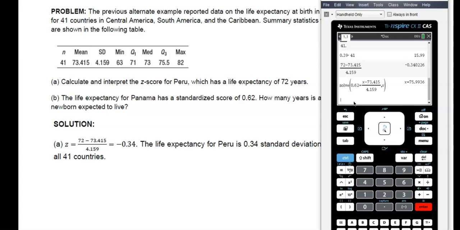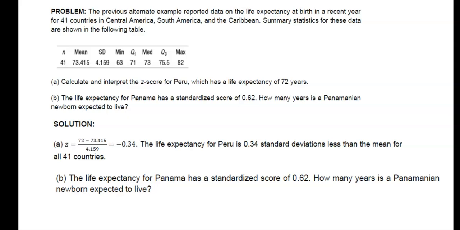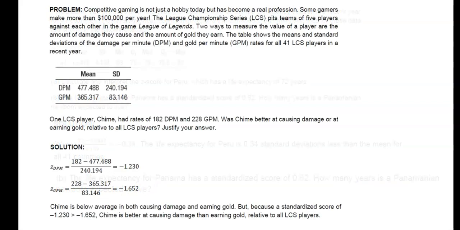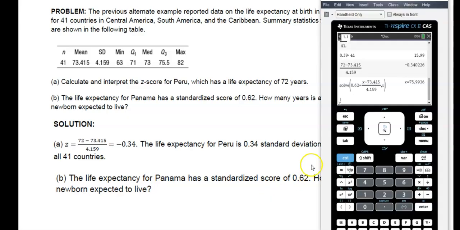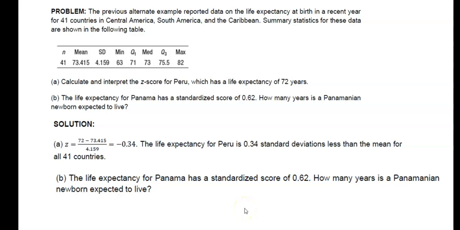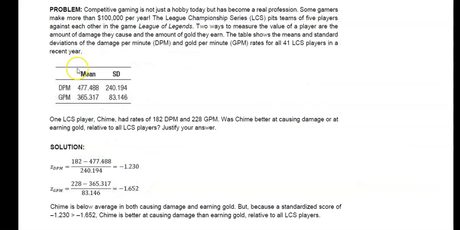Okay, 75.99. So what are we finding there? We were given a z-score, so we're not rounding this down. The expected life expectancy is 75.99, right? I think I did not put the answer there, but it's 75.99, or about 76 years, is the expected life expectancy. That's funny. I think I put the question there instead of the solution there. That would have been nice to have the solution. Okay.